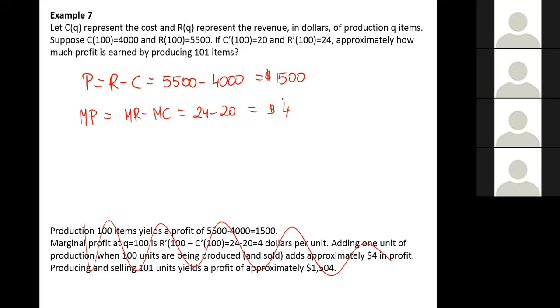That's $4. That means adding one more unit of production when 100 units are being produced and sold adds approximately $4 in profit, because this is the rate at which the profit changes. So producing and selling 101 units yields a profit of $1,504, because we can simply add them together.